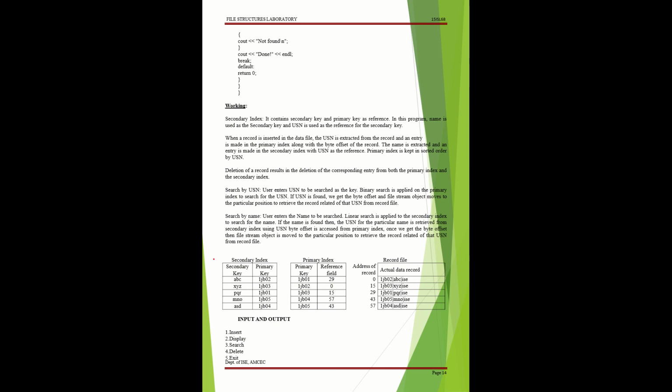So this is how my secondary index works. I'm having a secondary index with the secondary key and the primary key, and the primary index with the primary key and the reference key. The reference key is nothing but the location of the record in your record file or your data file, and this is my data file. This is the logic with which my program works.